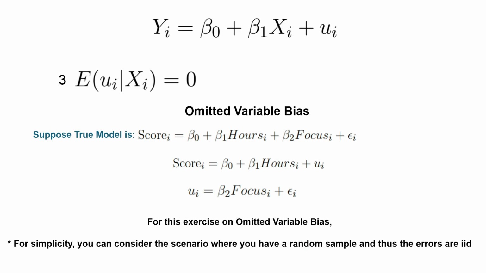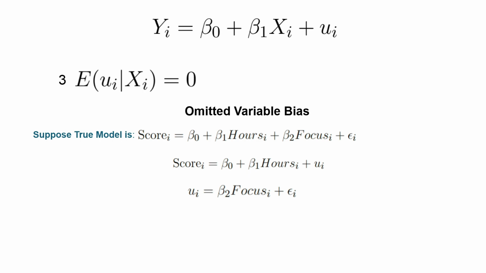Before moving on, I want to make a note that for this exercise on omitted variable bias, for simplicity, you can just consider the scenario where you have a random sample, and thus the errors are IID. So the important thing to note here in this exercise is that the variable focus is omitted from our model. It's not included in the model.